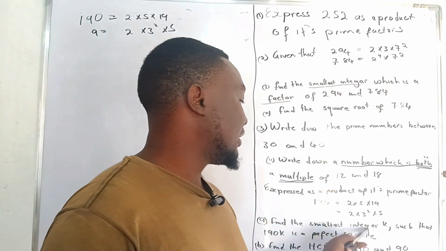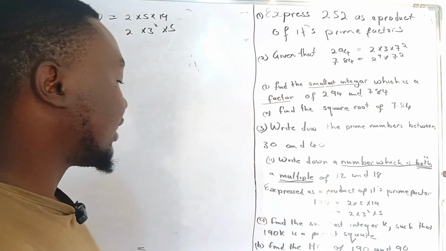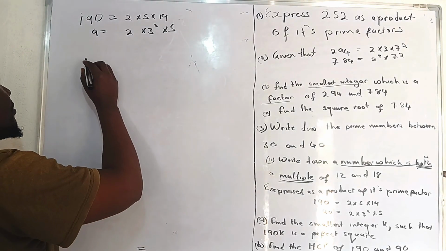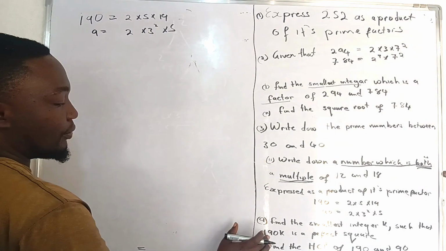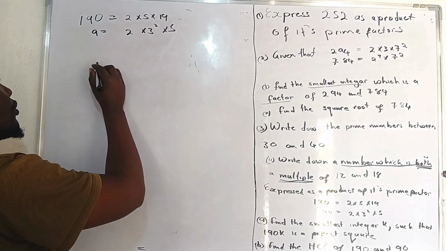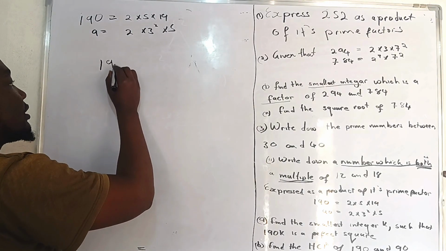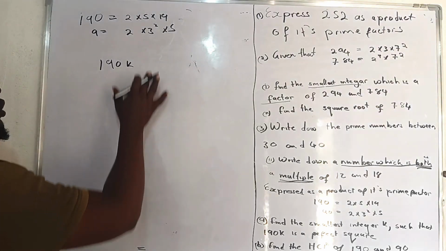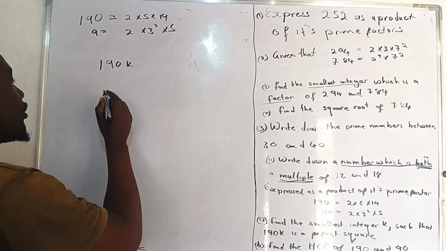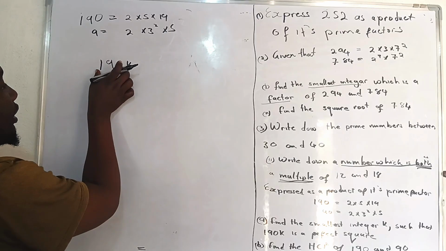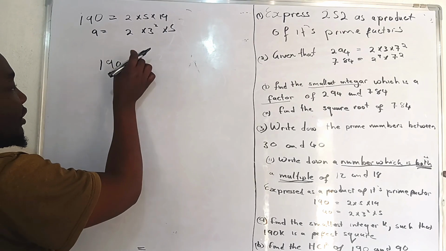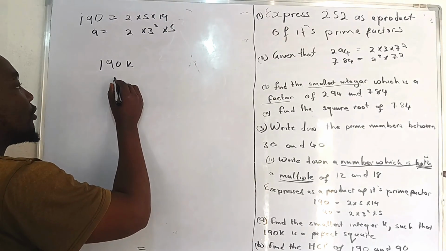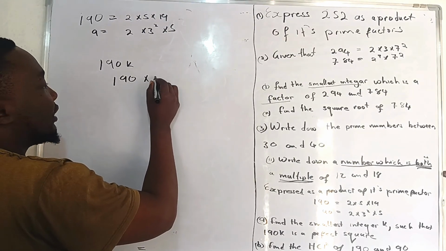Find the smallest integer k such that 190k is a perfect square. So you're asked to find the smallest integer k such that 190k is a perfect square. So you're given this number 190k, and we need to make this number a perfect square. There is a multiplication sign in between, so you have 190 multiplied by k.